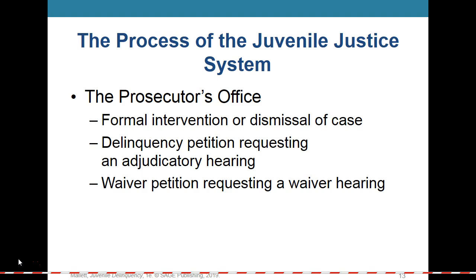For some serious offenses, the intake officer has no choice but to request a formal intervention by the juvenile court, which is dictated by law. Now, once the intake officer decides to formally process a case in juvenile court, one of two petitions must be filed: the delinquency petition, which explains the allegations of the offense, or the waiver petition, which requests transferring the case to criminal court.